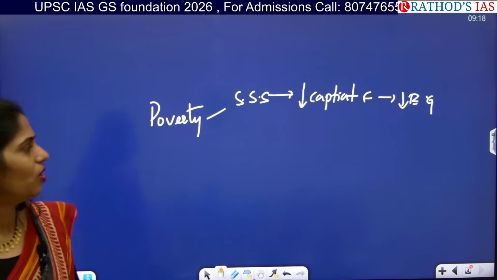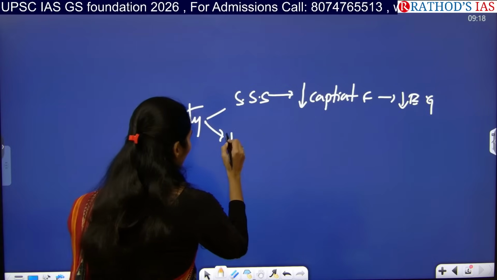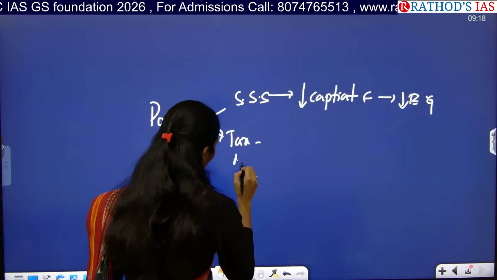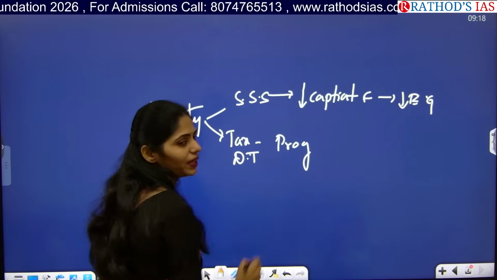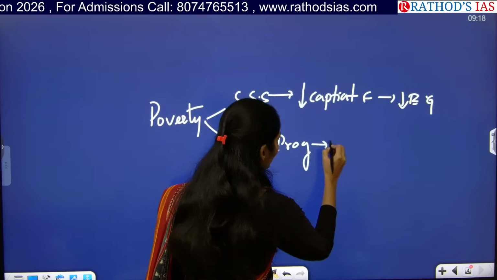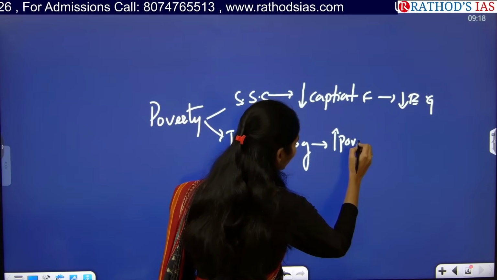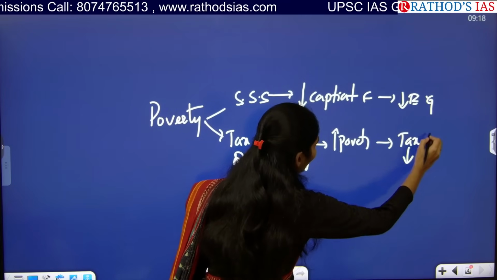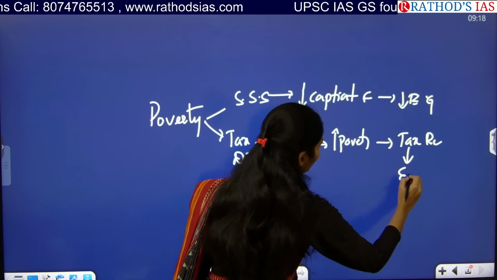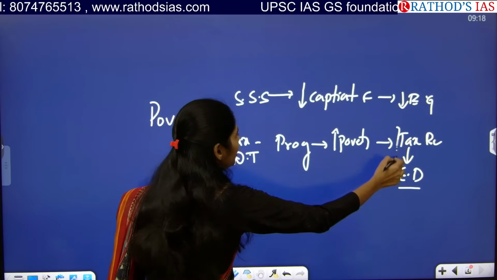Okay, so actually taxes, for example direct taxes, are progressive. That means only rich people will be paying the tax. So whenever there is high poverty in a country, there is decreasing tax revenue. And again, what happened? There is decreasing economic development of a country. Okay, next.